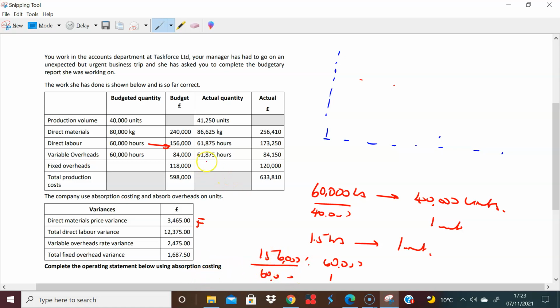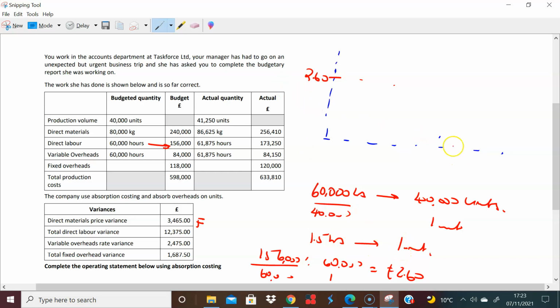So 156,000 divided by 60 is £2.60. Let me just check that again very carefully. 156,000 divided by 60,000 is £2.60. So your intention is to pay £2.60. That's your standard cost. You pay £2.60 per hour, and it is 1.5 hours to make a unit.